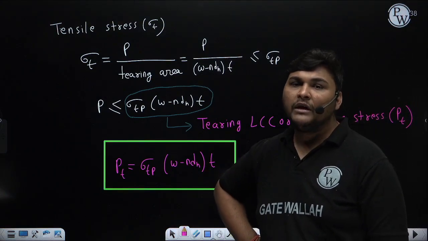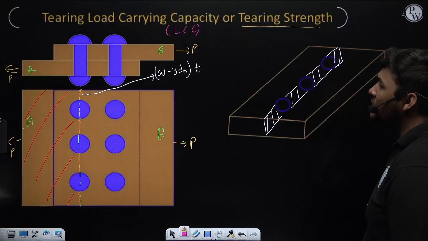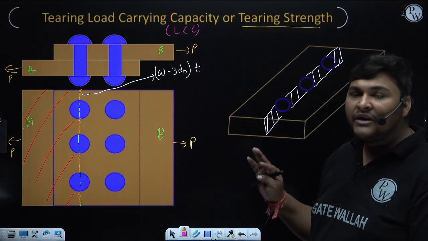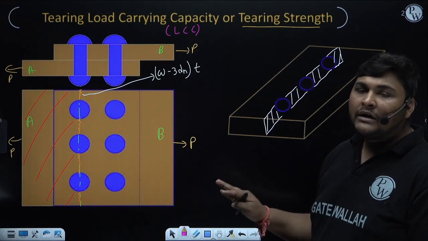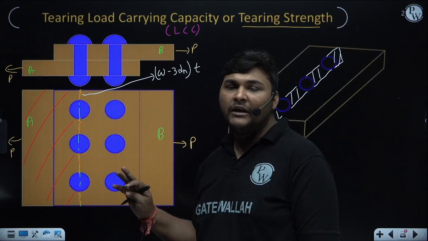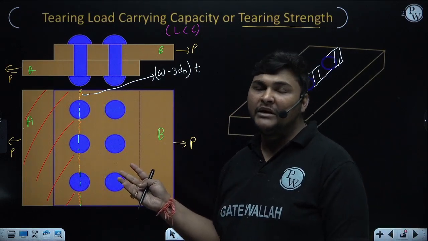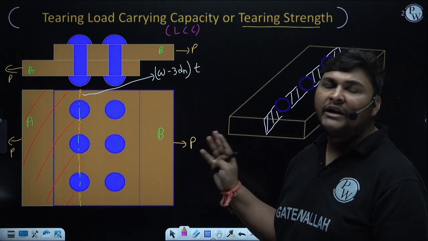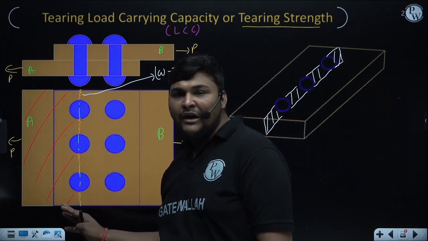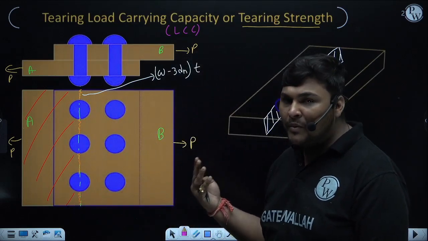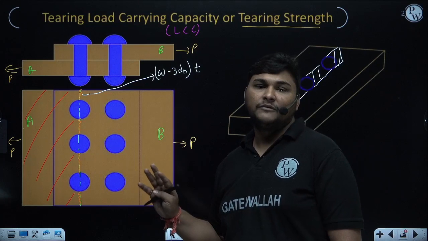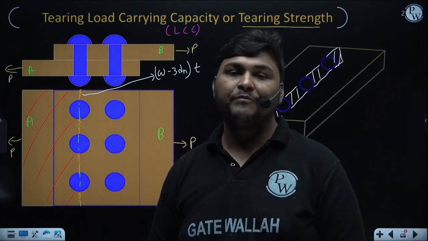Very simple. Okay. Now suppose the width and thickness of both plates are the same, you can take any plate. But if the width and thickness of both plates are different, then take the plate whose width and thickness is less. If it is less for plate A, design for plate A. If the width and thickness of plate B is less, design for plate B, meaning calculate the tearing load carrying capacity for plate B. Or if you are getting confused, calculate it for plate A also, and for plate B also. Whatever value is coming lesser, that will be the tearing load carrying capacity of the entire system, because actual load should be less than capacity.